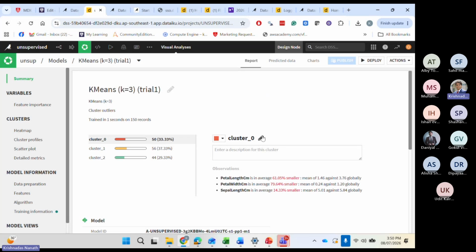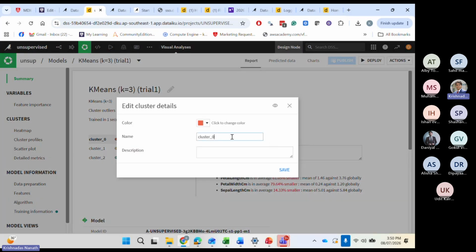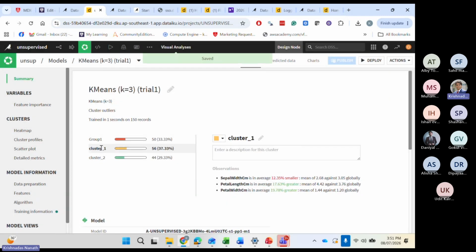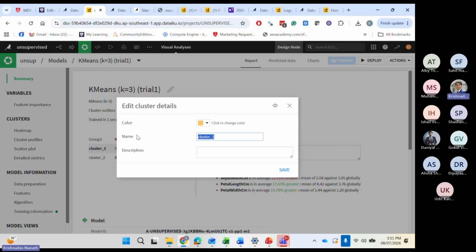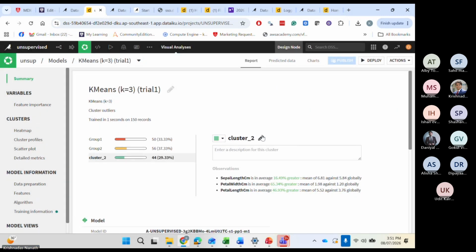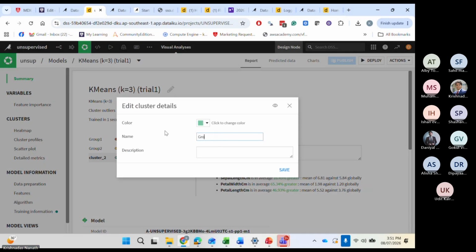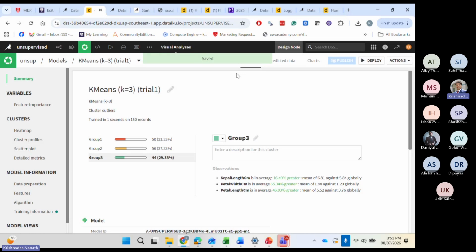Also, you can name these groups. Let's do that. So cluster 0, I will rename this as group 1. Cluster 1, I will rename this as group 2. And cluster 3, I mean, cluster 2, according to DataIQ, is group 3, so that I don't get confused with the names. So I gave my own, you can say G1, G2, G3, you can give 1, 2, 3 if you want. I have just renamed them as group 1, group 2, and group 3.